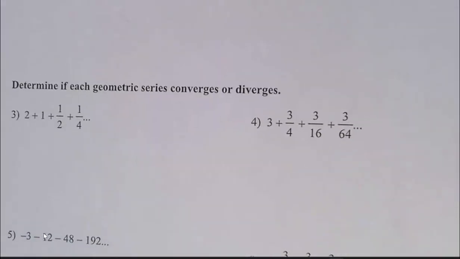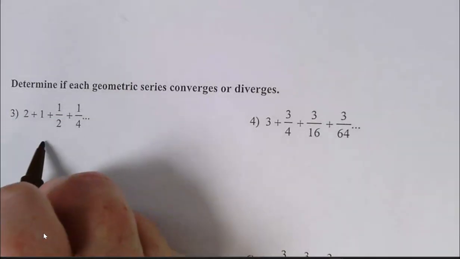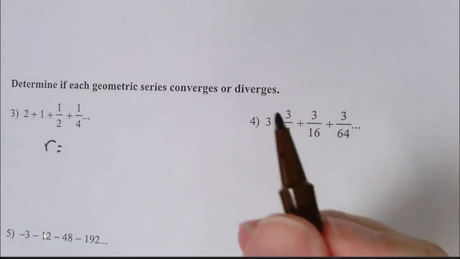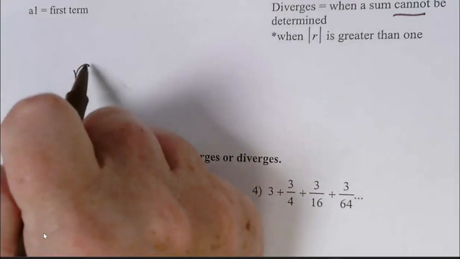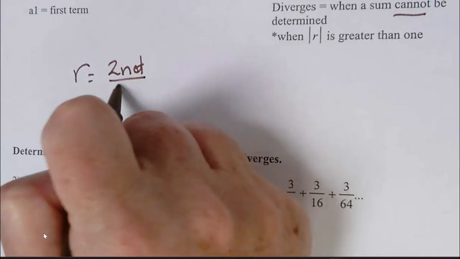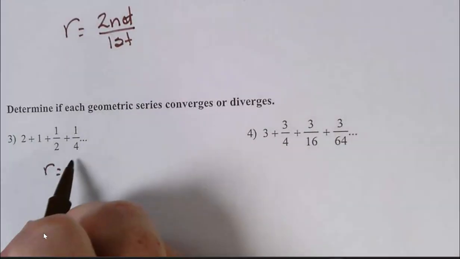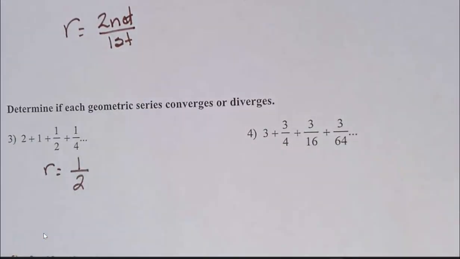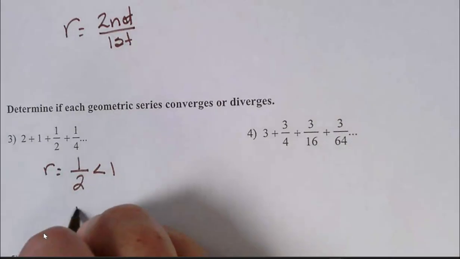So here we go. Looking here, we have to find r. To find r, just remember r is the second number divided by the first number. So here, 1 divided by 2. This is definitely less than 1, so this converges.